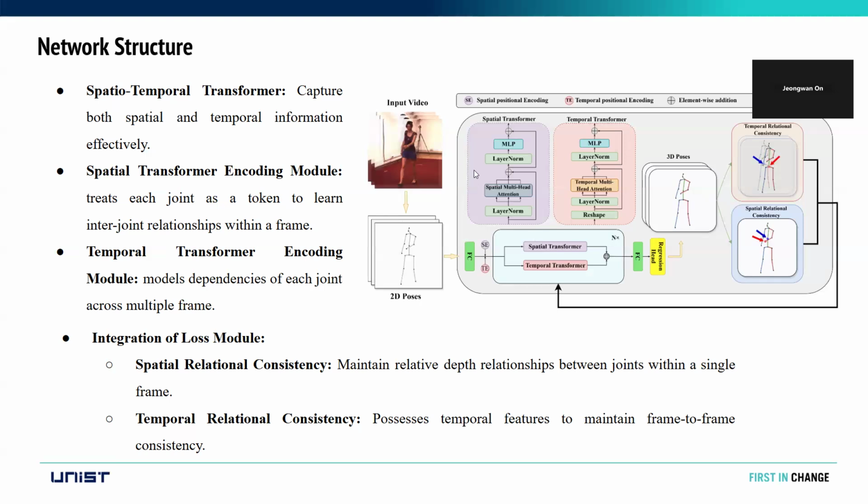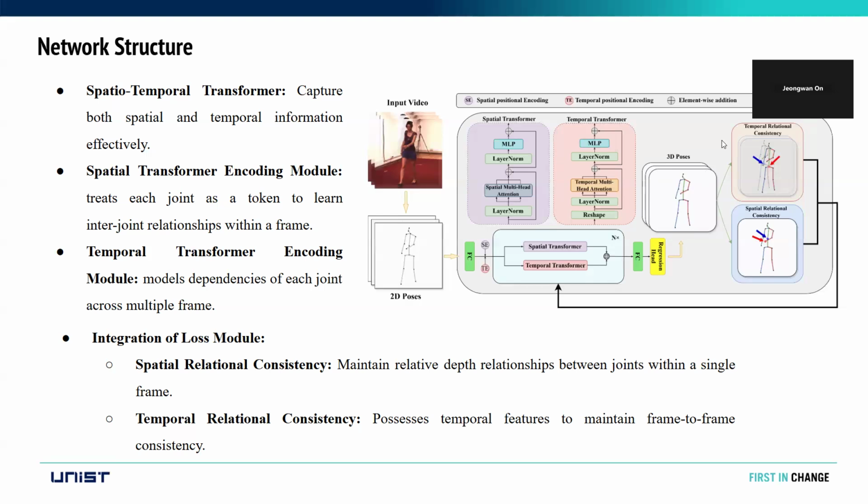And as you can see here, you take the video images as input, and with the help of the pre-trained 2D estimator, it produces a 2D pose sequence and then sends it into the spatial and temporal transformer to capture the spatial and temporal information. And the regression head is used to get the 3D pose of a video in a sequence.